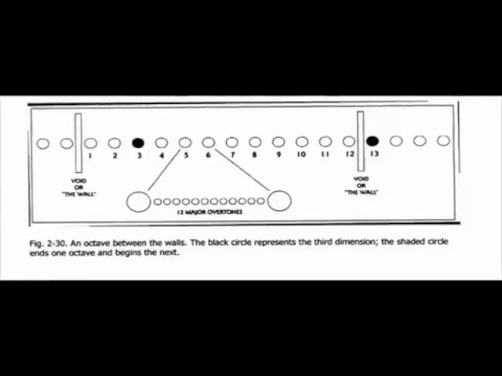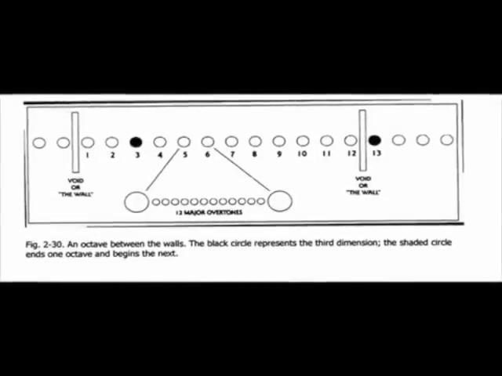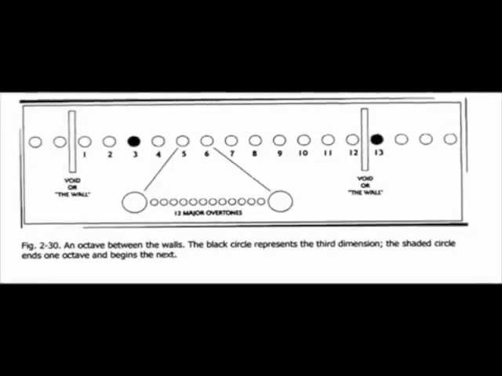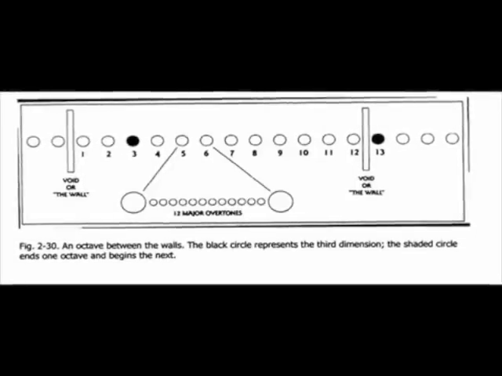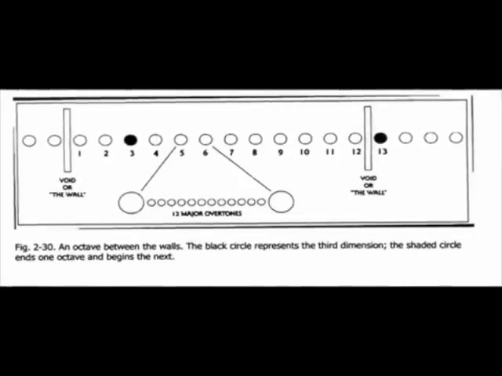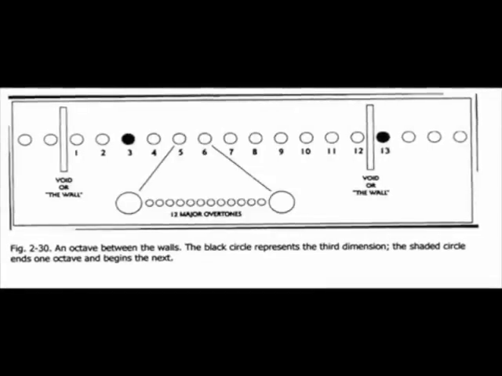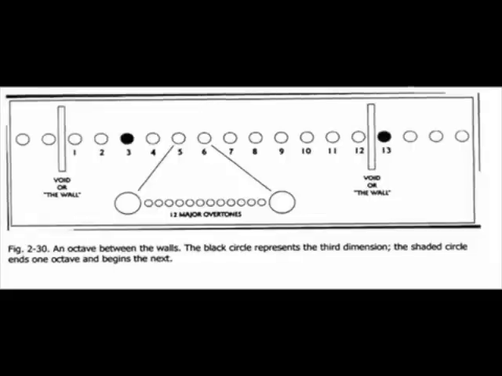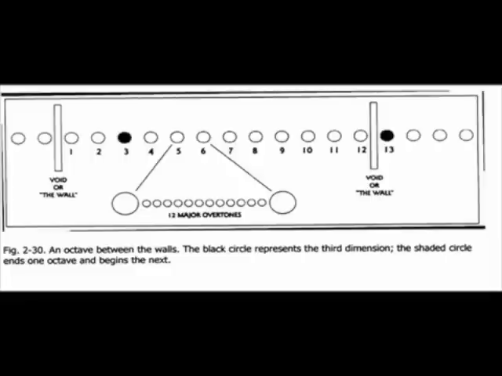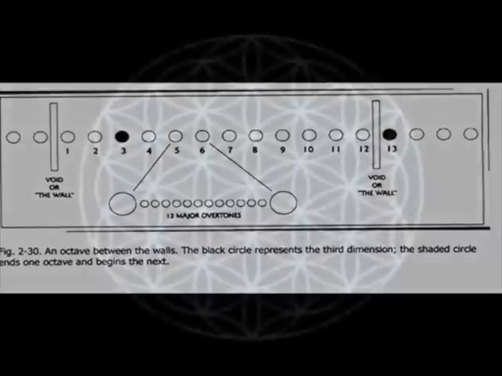If we show each note in the chromatic scale as a circle, we have 13 circles. Each circle represents a white or black key, and the shaded circle at the end would be the 13th note that begins the next octave. The black circle on this illustration represents the third dimension, our known universe, and the fourth circle, the fourth dimension. The 12 major overtones between any two notes or dimensions are a replica of the larger pattern.